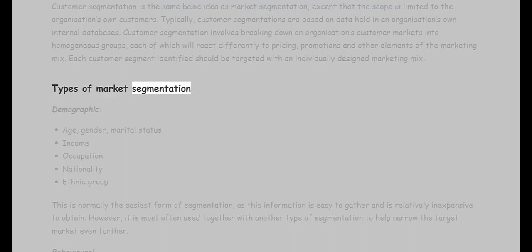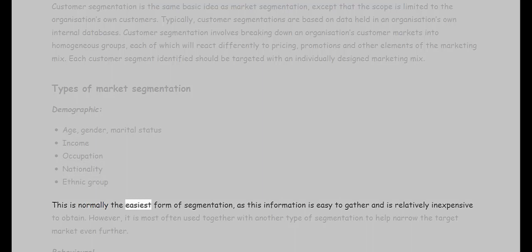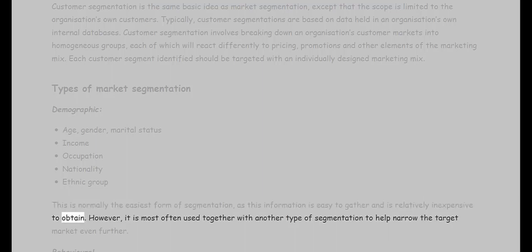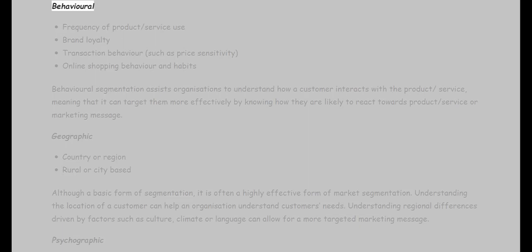Types of market segmentation. Demographic. Age, gender, marital status. Income. Occupation. Nationality. Ethnic group. This is normally the easiest form of segmentation, as this information is easy to gather and is relatively inexpensive to obtain. However, it is most often used together with another type of segmentation to help narrow the target market even further.